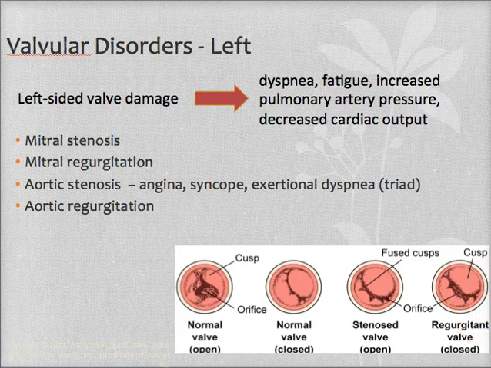So if we look at the valves on the left side of our heart, we have mitral valves and aortic valves. Aortic going out to the aorta, the mitral valves between the atrium and ventricular. So stenosis in the mitral valve means I have problems on that side, and then aortic valves. So what do these look like? On the left side, if we damage our valves, the symptoms, regardless of which type, cause dyspnea, fatigue, increased pulmonary artery pressure, and decreased cardiac output. These are the problems with those valves. So mitral valve problems and aortic valve problems, we end up with these symptoms.